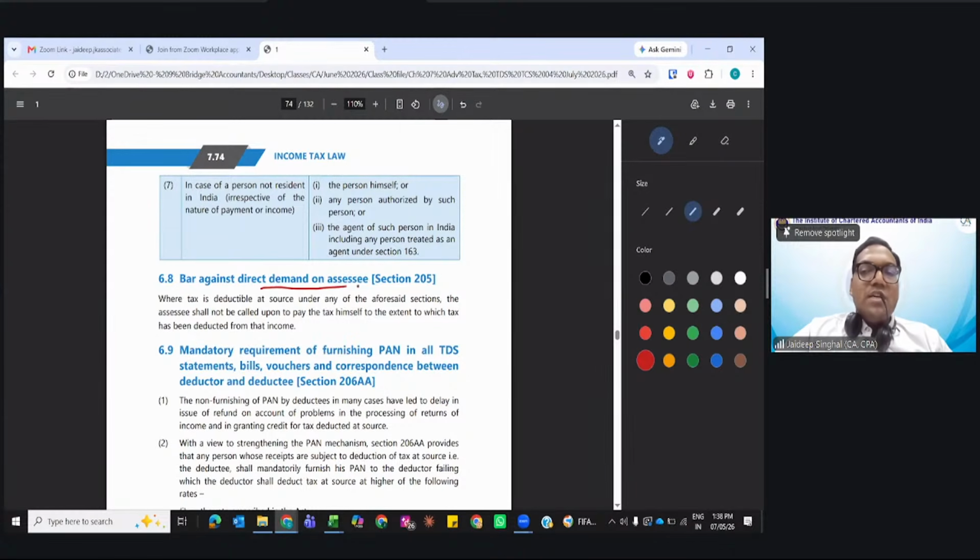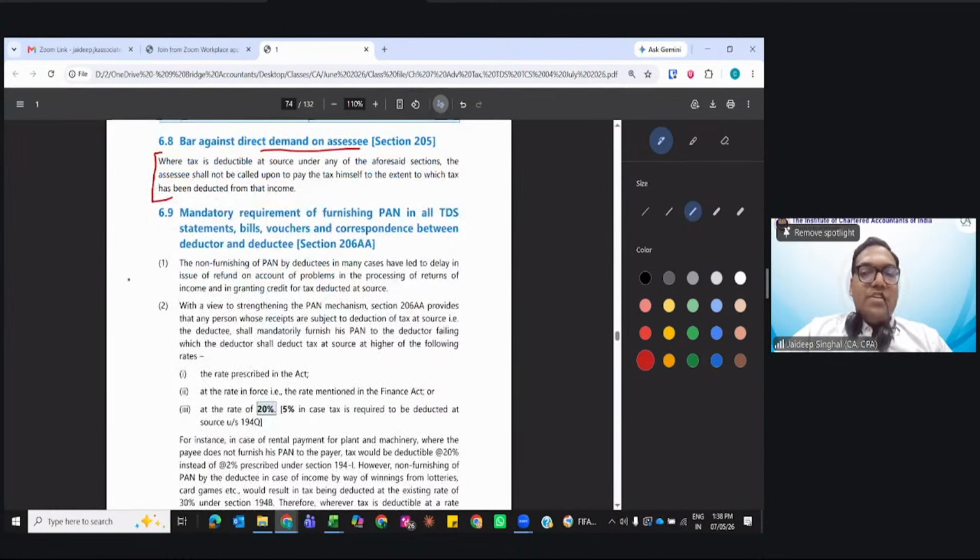Bar on direct demand on the assessee. If the deductor has not deducted the tax, the TDS liability will come on the deductor, not on the assessee. Now, this section is important. Please mark it as important. What does it say?